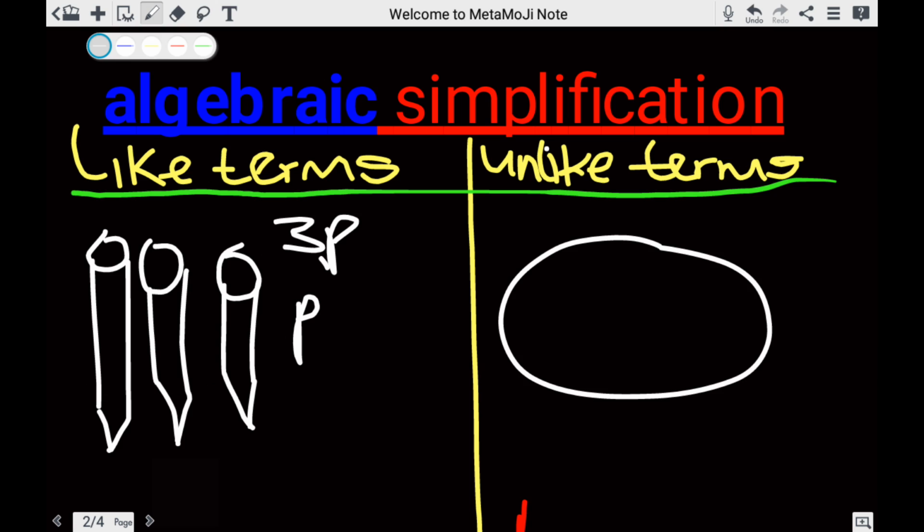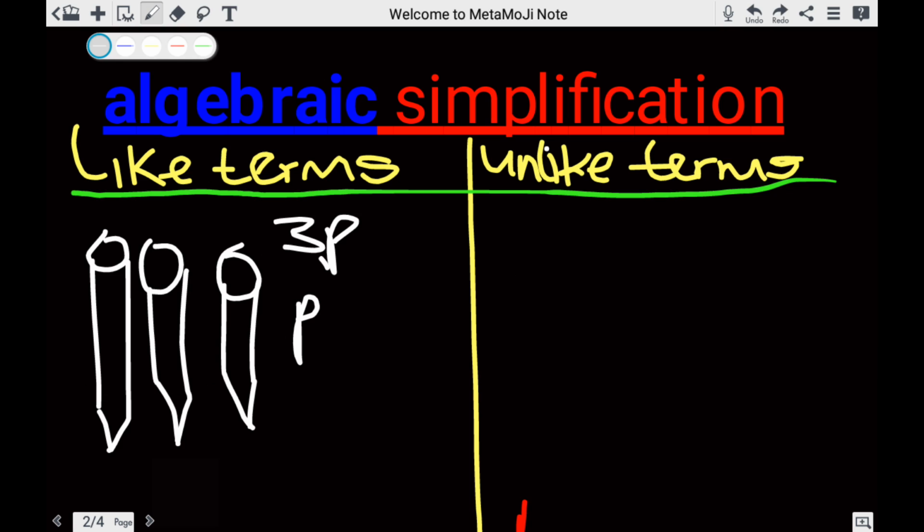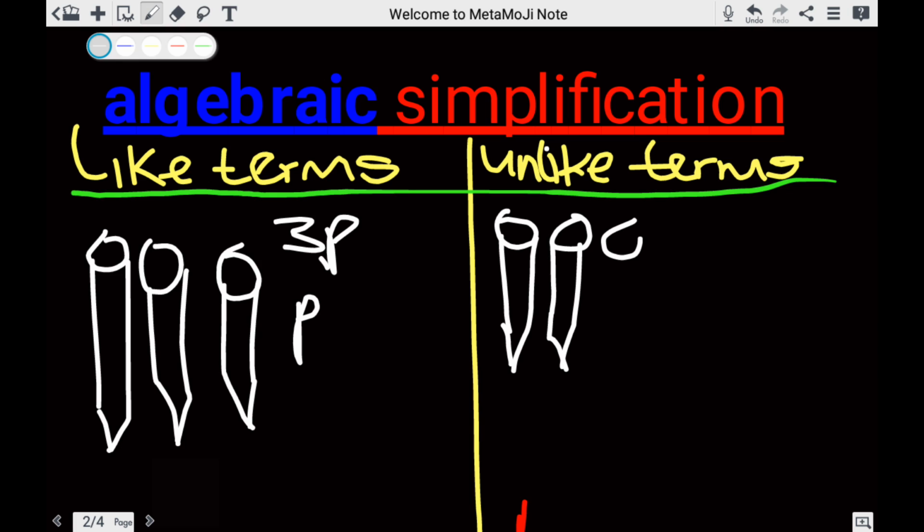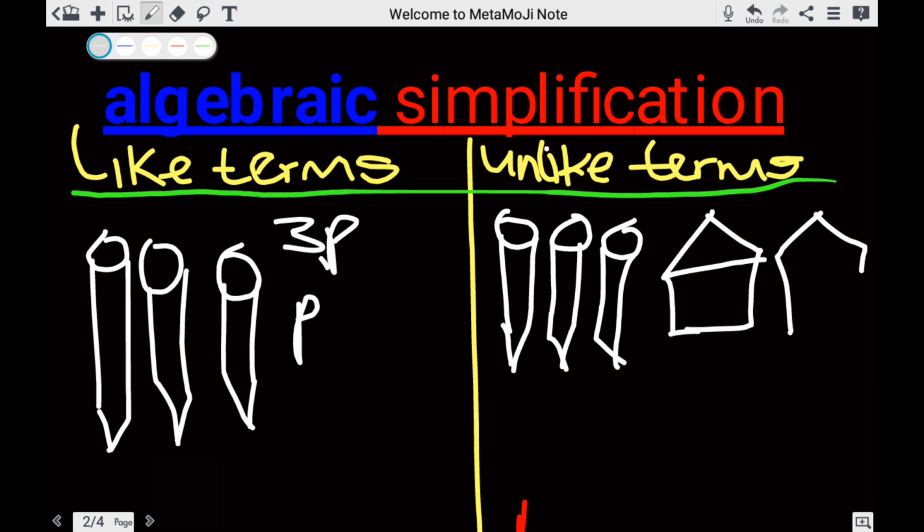But for this one, let's look at another picture. Let's draw a pencil. Let's draw another pencil here. Then draw another pencil here. You need to focus on what I'm doing here. So let me draw houses. Here is another house.